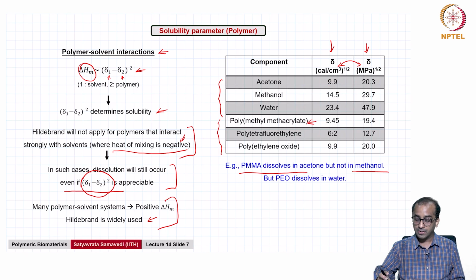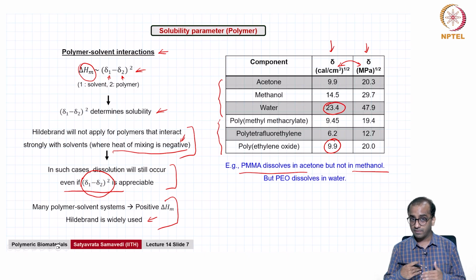But you notice, if you look at PEO and water, they are very far apart in terms of the solubility parameter, and yet PEO will very easily dissolve in water. Can you try and speculate why Hildebrand doesn't predict solubility for this kind of a system?